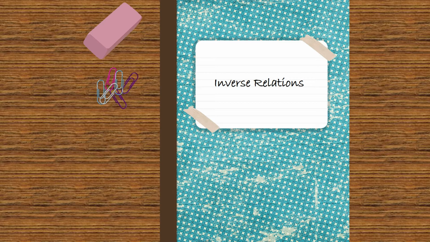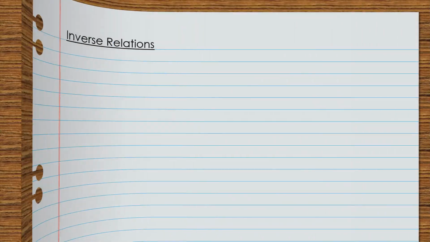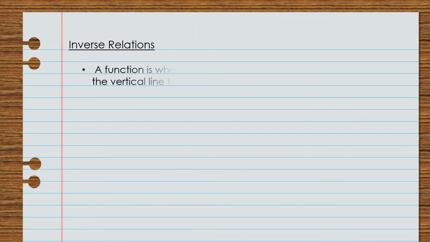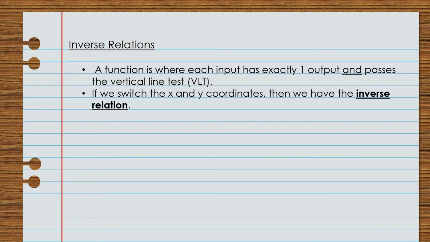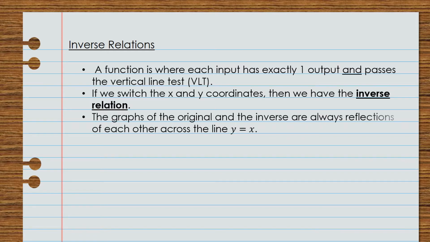This lesson is over inverse relations. Here's a few definitions. A function is where each input has exactly one output and passes the vertical line test, or the VLT. If we switch the x and y coordinates, then we have what is known as the inverse relation. The graphs of the original and the inverse are always reflections of each other across the line y equals x.